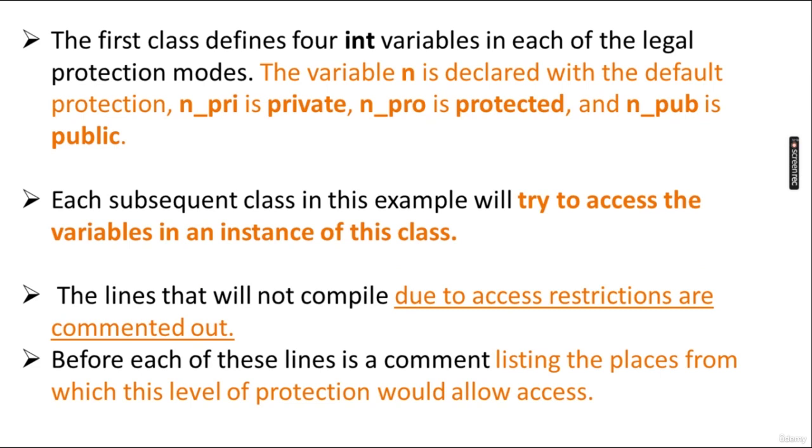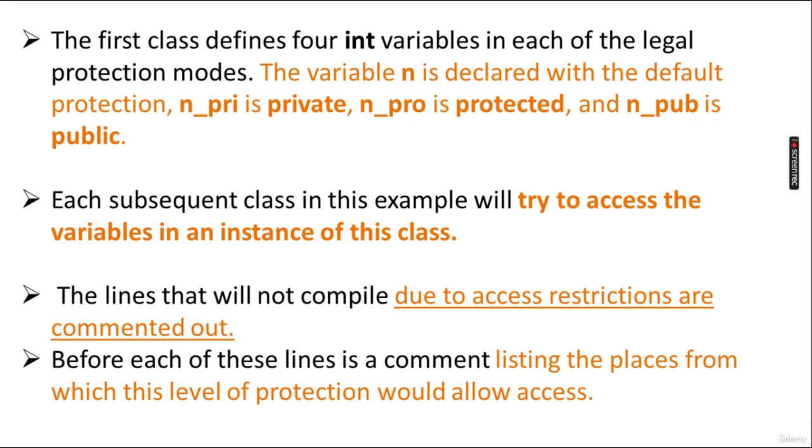The first class defines 4 integer variables in each of the legal protection modes. Variable n is declared with the default protection, n private is private, n protected is protected, and n public is public. Each subsequent class in this example will try to access variables in an instance of this class, and I will explain it to you. The lines that will not compile due to access restrictions are commented out. So the code that gives a compile time error is already commented out. Before each of these lines is a comment listing the places from which this level of protection will allow access.